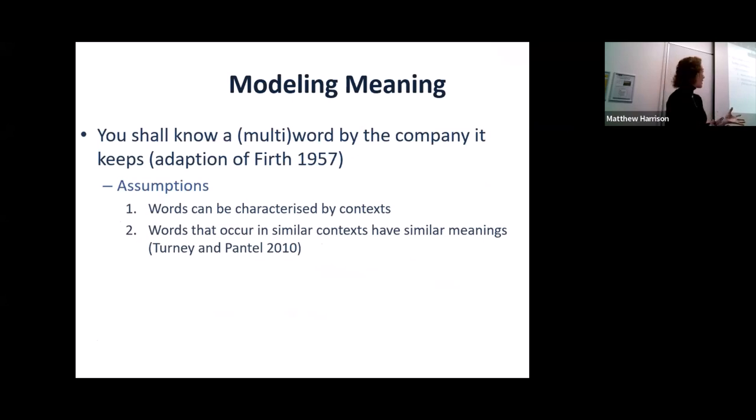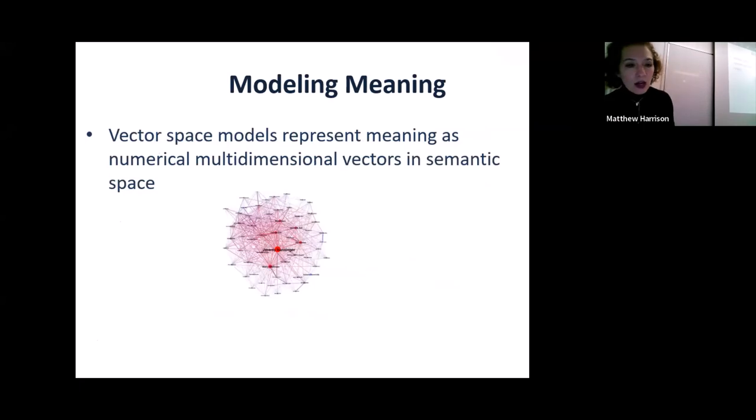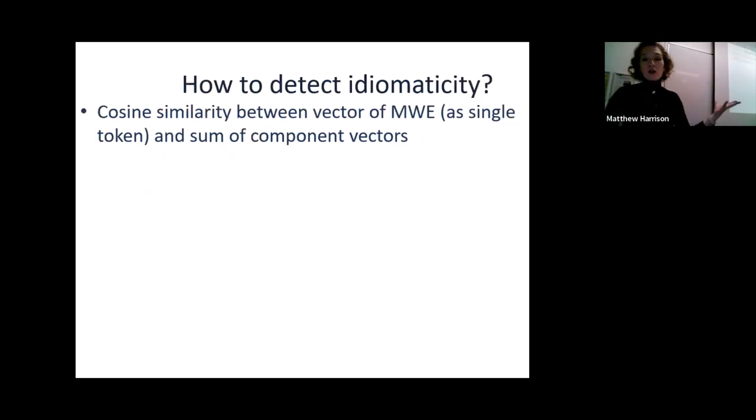And now that we have this data set, the next step was to check how models would perceive the same task and how they would fare. So we used traditional vector space models, which adopt the principle that you shall know a word by the company it keeps. So words are characterized by the context in which they appear, and similar contexts reflect similar meanings. Then you can plot each of the words according to their context in this multidimensional space. And you can assume that if two words are close in the space, they have very similar meanings, and you can do all sorts of interesting operations on words, treating them as vectors.